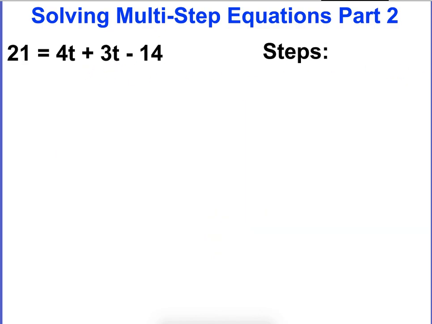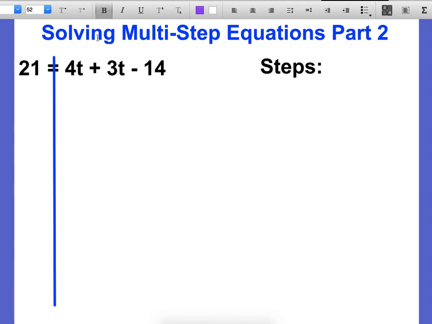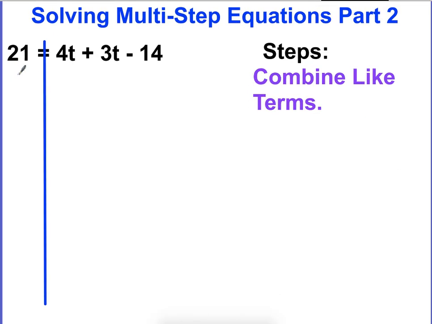One more example here. Remember to draw a line down the middle of the equal sign, so we separate both sides. First step, we probably guessed it, is to combine like terms, because I see I have a 4t and a 3t on the same side of the equation. So let's say combine like terms, and then we'll go ahead and do that. 21 on the left side is all by itself, so it's still 21. 4t plus 3t, go left to right, those are both positive, so that's going to be 7t. And this minus 14, there's no other like terms on this side of the equation for that, so we're just going to write minus 14 next to it.